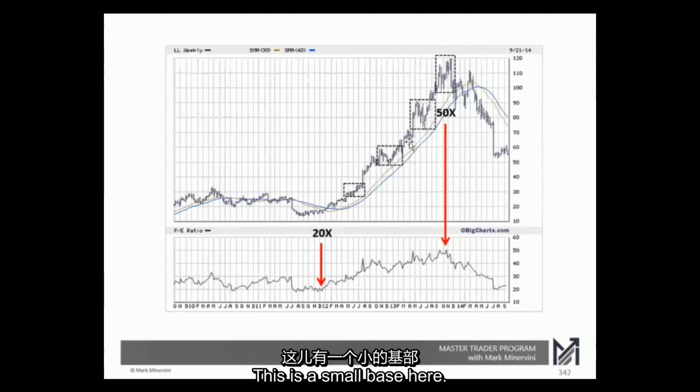So you could even make a case. This is a small base here. So you can even make a case, this is 3, 4, 5, or 1, 2, 3, 4. When I'm counting bases, I want to see pretty good sized bases.